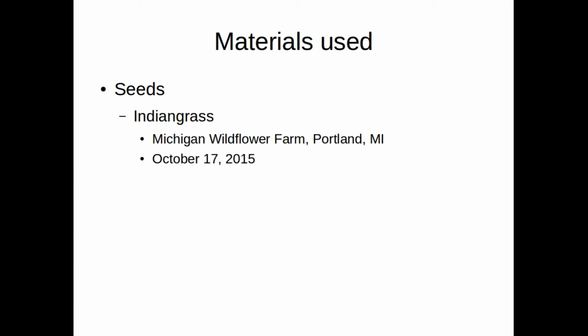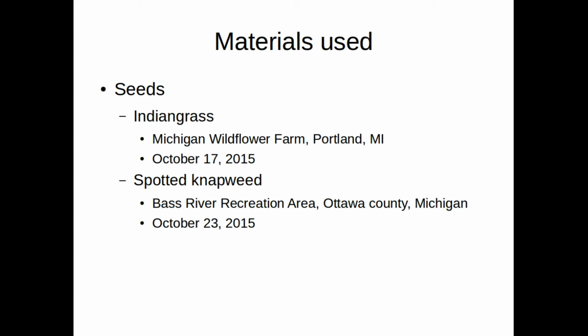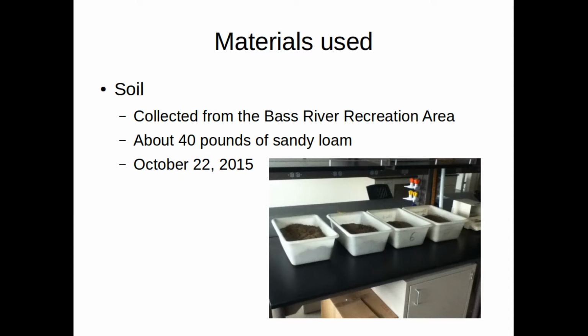The experiment is currently being conducted in Research Bay number 2 of the Barbara Kinchey Greenhouse at the Kinchey Hall of Science at Grand Valley State University. The Indian grass seeds that were used were collected from a population established using seeds from the Michigan Wildflower Farm in Portland, Michigan. The spotted knapweed seeds were collected from the Bass River Recreation Area in Ottawa County, Michigan. The soil that is used in this experiment is a sandy loam that was collected from the Bass River Recreation Area at the same time as the spotted knapweed seeds.